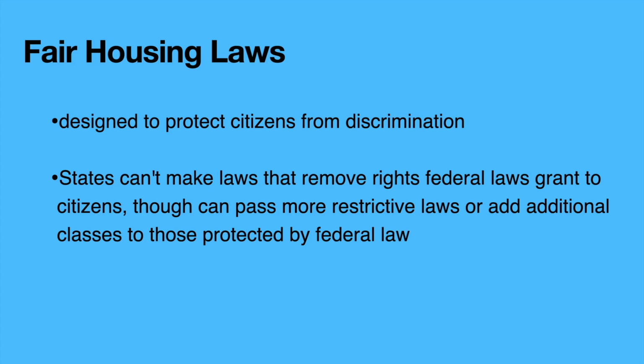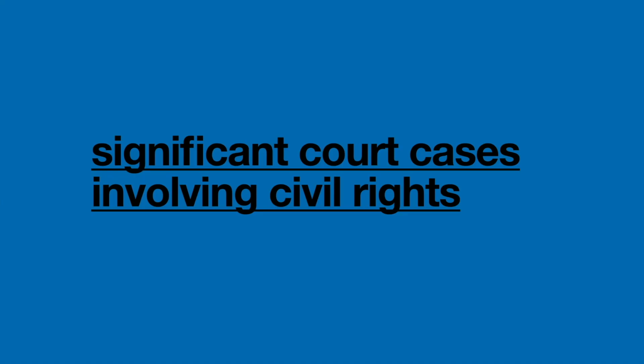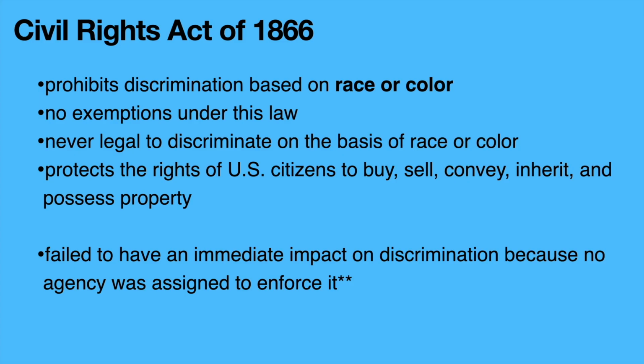Civil rights and fair housing laws have evolved over time. Significant court cases that you should know involving civil rights start all the way back in 1866. The Civil Rights Act of 1866 prohibits discrimination based on race or color. There are no exemptions under this law. It is never legal to discriminate on the basis of race or color.